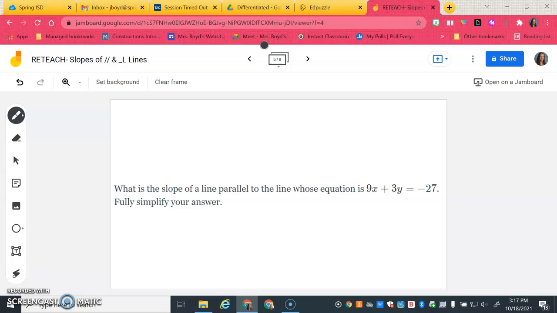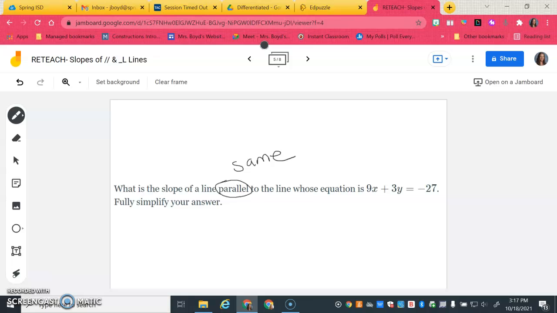What is the slope of a line parallel to the line whose equation is 9x plus 3y equals negative 27? Fully simplify your answer. Ooh, here our keyword is parallel. That means we're going to have the same slope. So again, this is in standard form, and I don't know what my slope is in standard form.